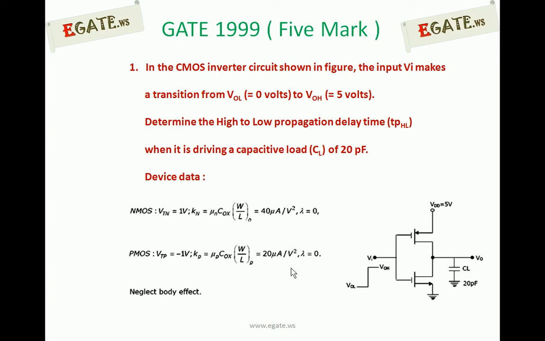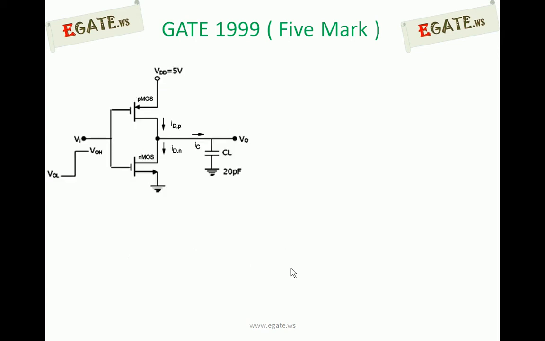We need to calculate the high to low propagation delay time, that is TPHL. First of all, we should know what is meant by TPHL, and later we will proceed to how to calculate TPHL. This is a 5-mark question, so no options will be given. This is the circuit diagram of the CMOS inverter given.